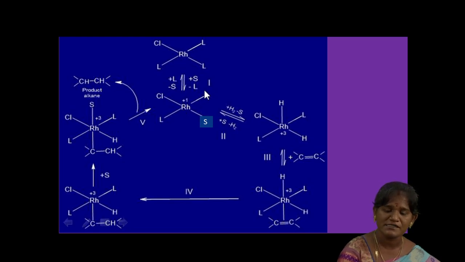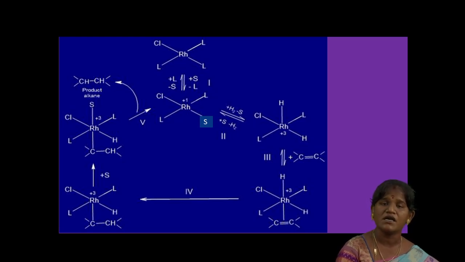The first step is the reversible loss of 1 triphenyl phosphine molecule. Here 1 triphenyl phosphine is removed by the solvent molecule. Here also the oxidation state of rhodium is +1. In the next step, oxidative addition takes place. Here oxidation and addition, both reactions, take place in a single step.